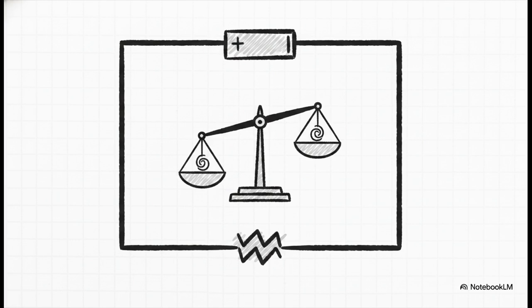Basically, in any closed network, if you track the voltage all the way around the entire loop, the sum of every single voltage drop you encounter is going to bring you right back to null. It's literally just pure conservation of energy in action.